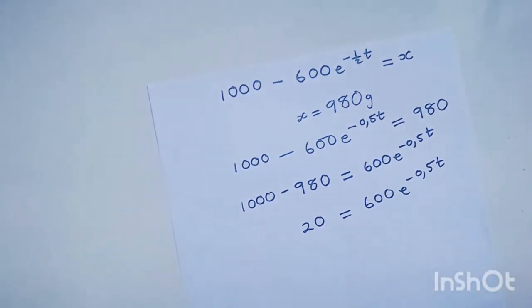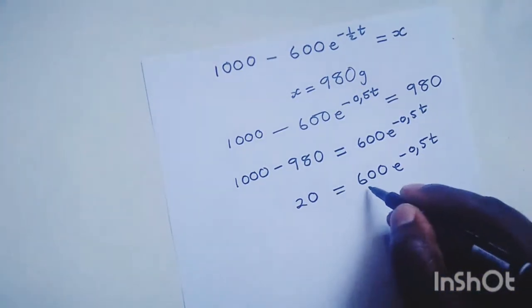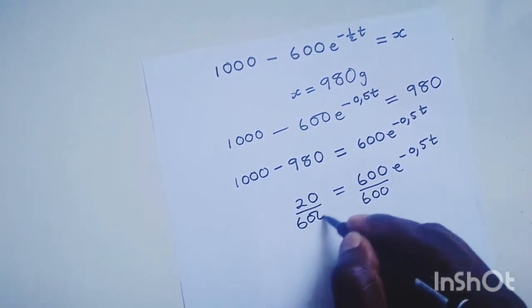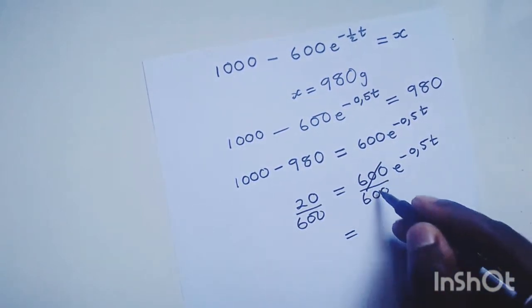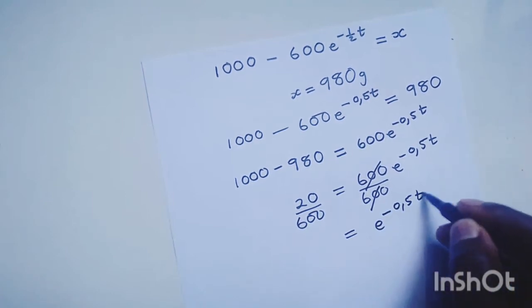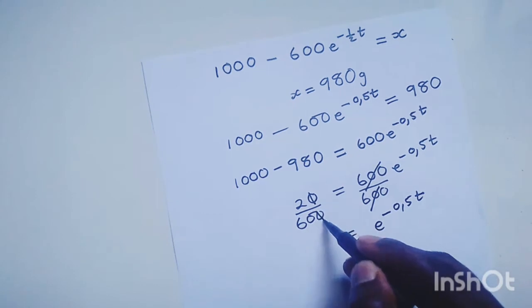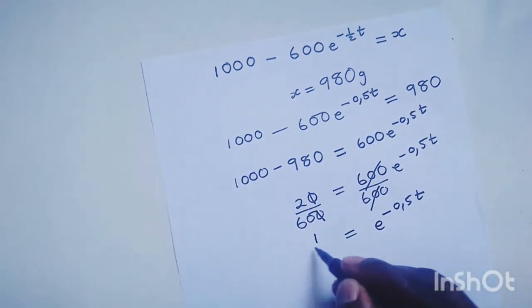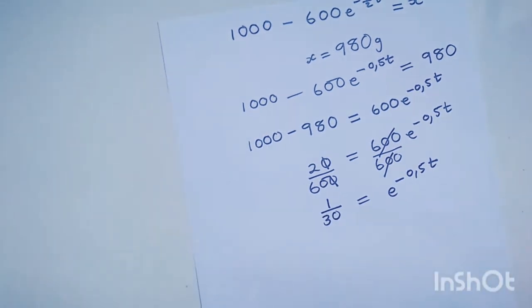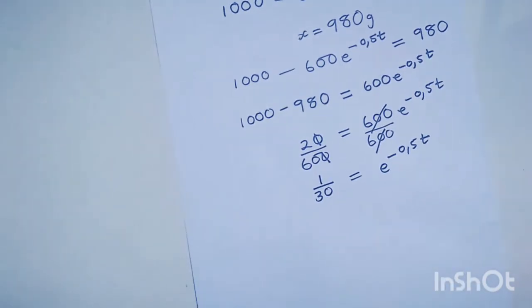Right. So the idea is to make t the subject of the formula. So I then need to divide both sides by 600. So 600 and 600, they cancel out each other. You'll be left with e to the power of minus 0.5t. Then 0 and 0, they cancel out each other. 2 into 2 is 1, and 2 into 6 gives you 30. Right. So to solve this exponential equation, you take ln both sides or log both sides.